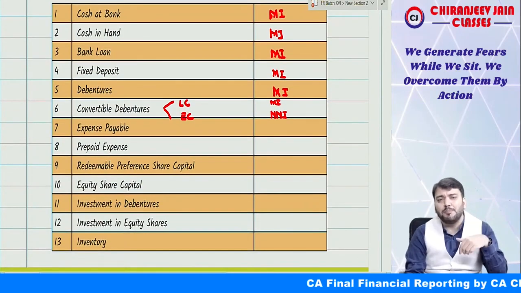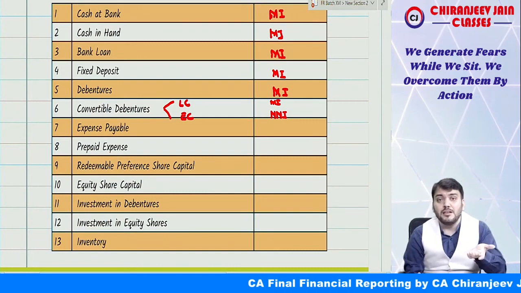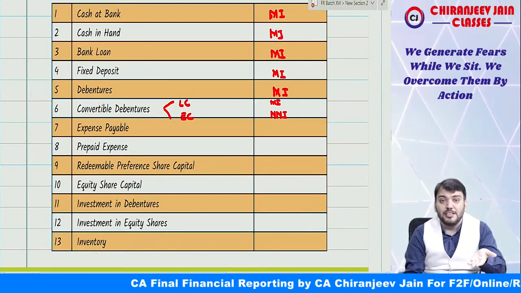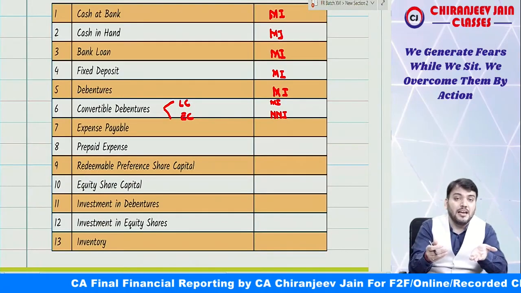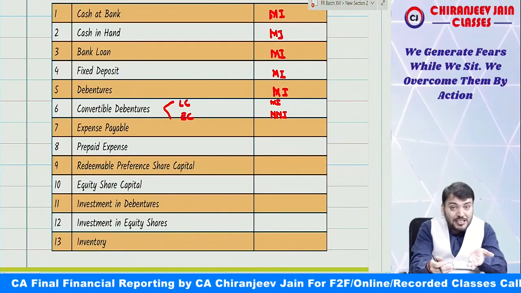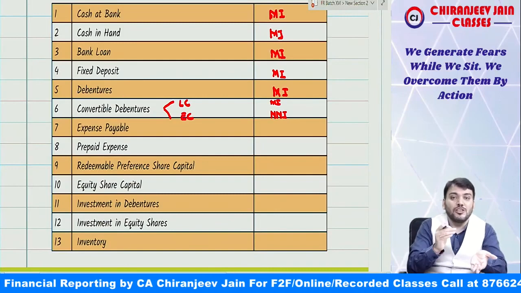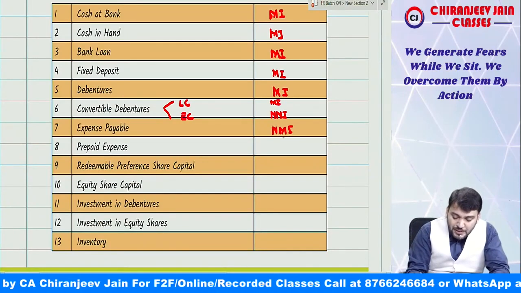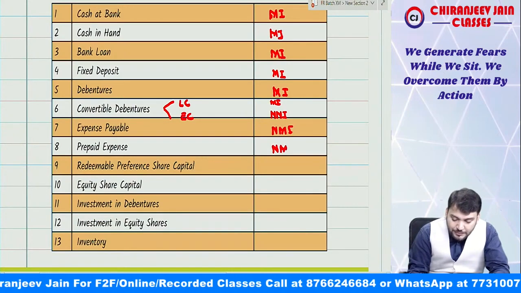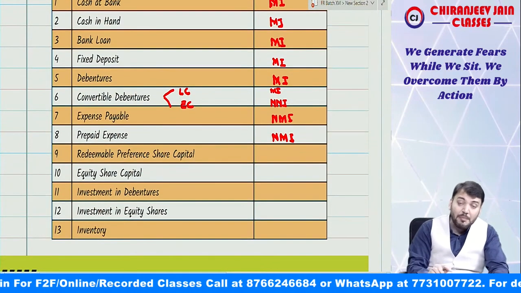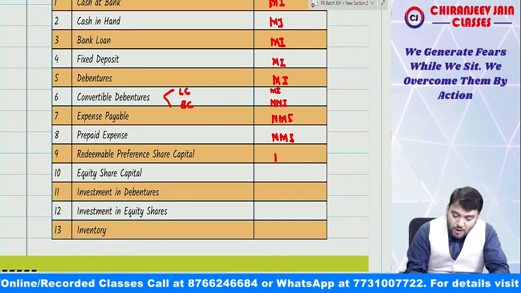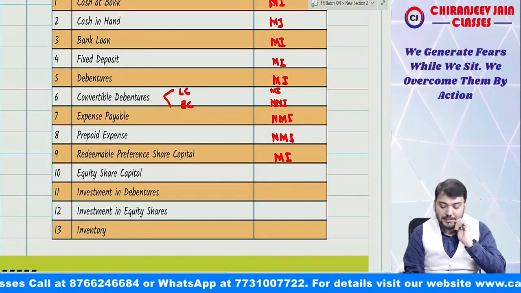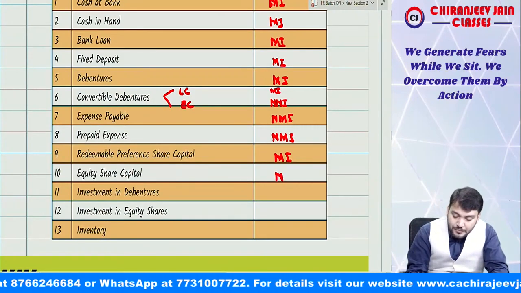Expense payable. Can I say expense payable? For that, we receive goods or services. The expense payable is a liability, and for it we will receive goods or services, so it is a non-monetary item. See, prepaid expense will be a non-monetary item. Redeemable preference share capital will be a monetary item, because it is payable in cash.